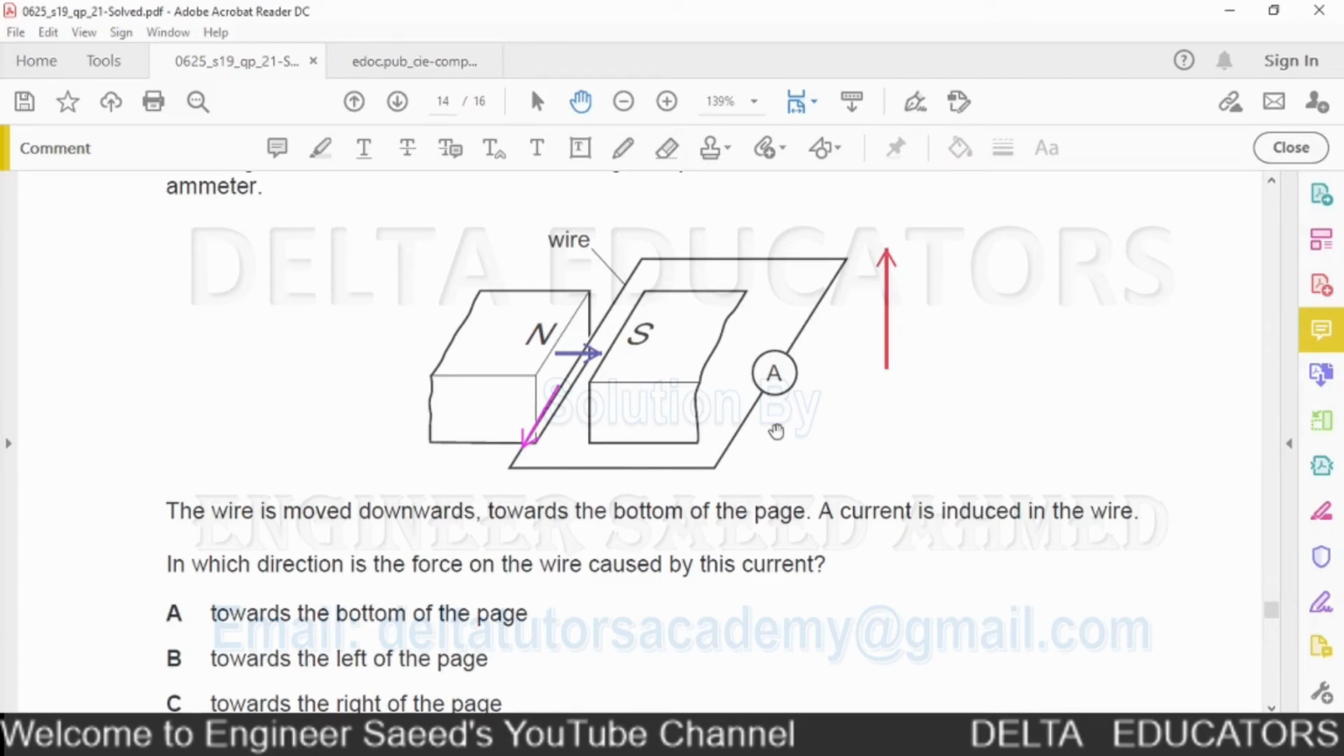Now we got the direction of electrical current in the wire, and also we have the direction of magnetic lines of force. With the help of the direction of electrical current and the direction of magnetic field, we can get the direction of the resultant force. Now to get the direction of the resultant force, we have to use Fleming's left hand rule. Before, to find out the direction of electrical current, we used Fleming's right hand rule. Now we are going to use Fleming's left hand rule.